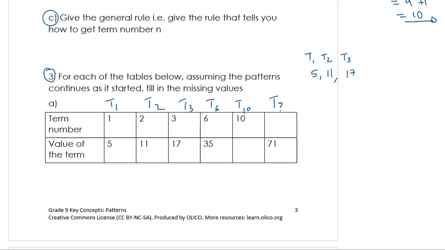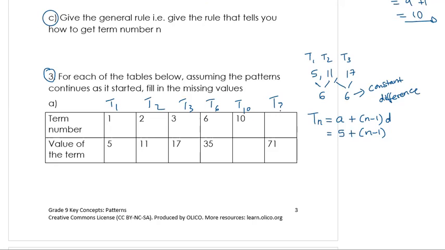So if I say 11, term 2, minus term 1, I'm going to get a positive 6. If I say 17 minus 11, which is term 3 minus term 2, I am also going to get a positive 6. So 6 is my constant difference. Since 6 is my constant difference, I'm going to apply my formula: Tn equals a plus n minus 1 times the constant difference. A is my first term, which is 5, plus n minus 1 times the constant difference, which in this case is 6.